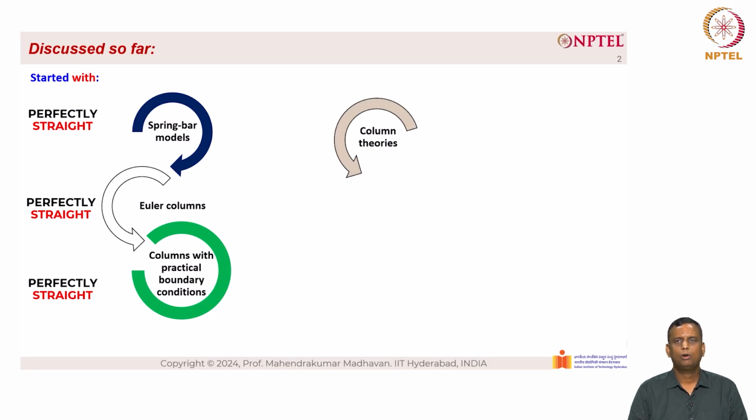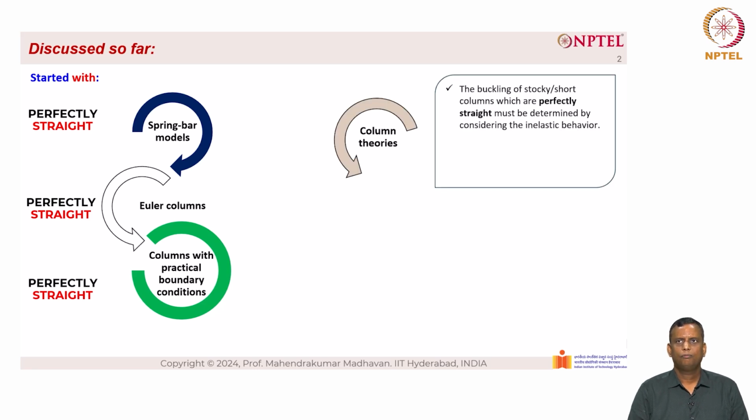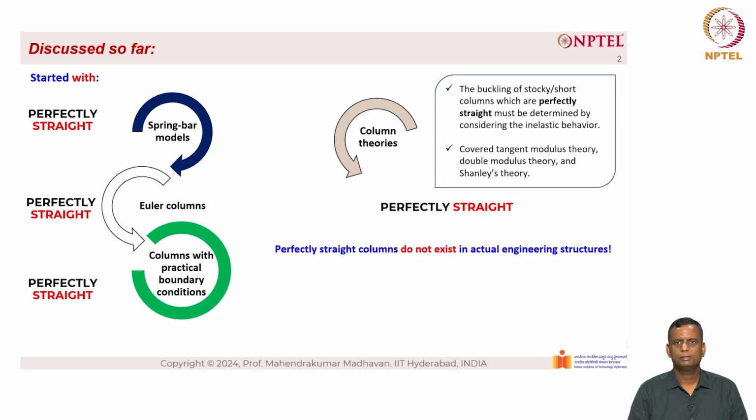From there, we moved on to column theories, where the buckling of stocky short columns which are perfectly straight must be determined by considering the inelastic behavior. We covered tangent modulus theory, double modulus theory, and chain-lace theory. Again, the assumption here is perfectly straight columns.